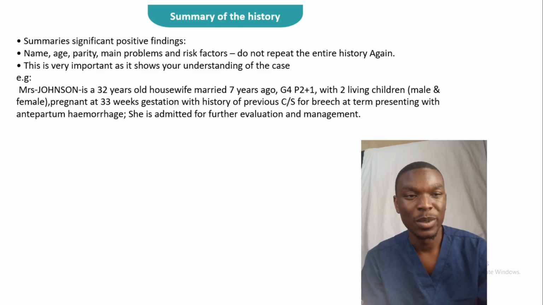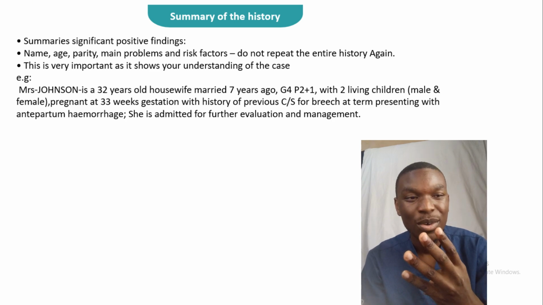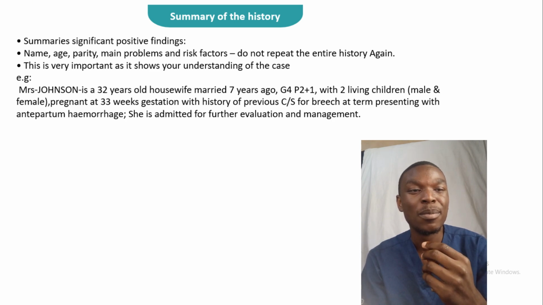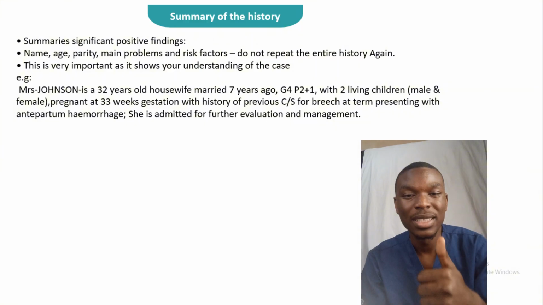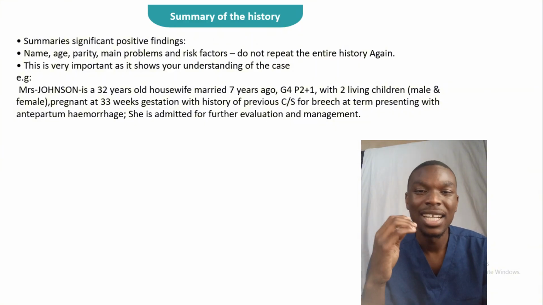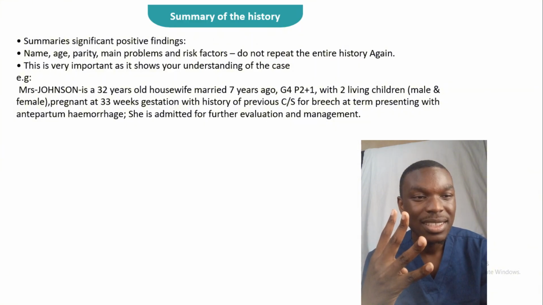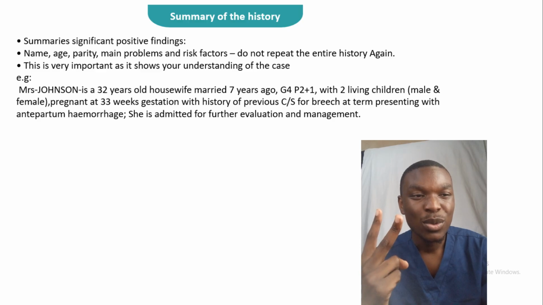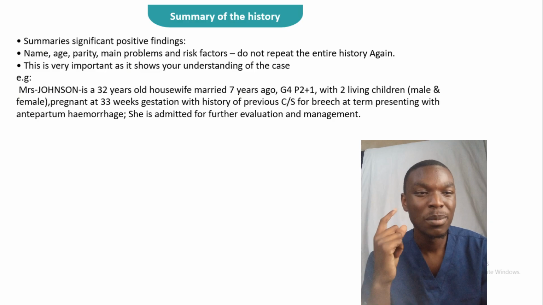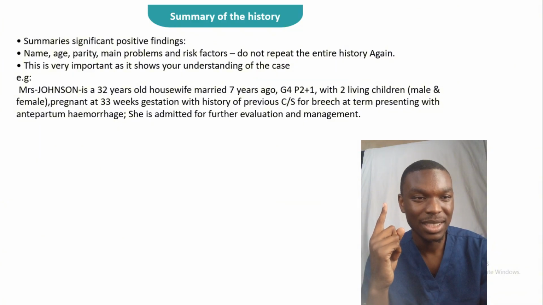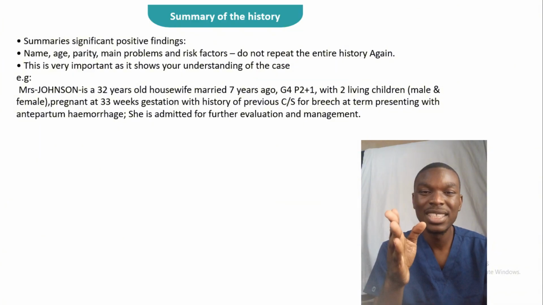Then we proceed. G4, P2 plus 1. So this is gravida 4, para 2 plus 1, meaning she has had 4 pregnancies, 2 live births, and 1 miscarriage. You remember the definitions that we had? So you are describing the gravidity and the parity. This is how we present the information.